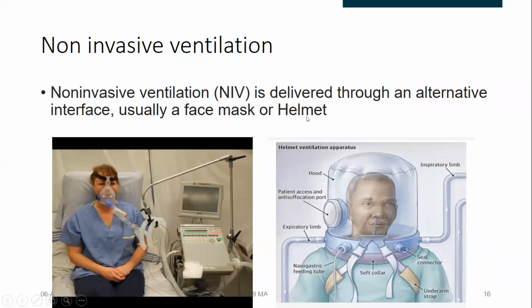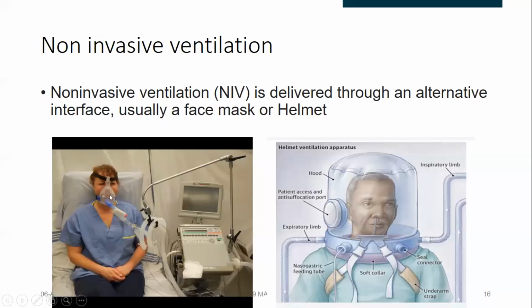Let's now talk about non-invasive ventilation. And here we know we are going to have two interfaces. One is either a mask or a helmet. The other name for non-invasive ventilation is CPAP, but you should note that CPAP per se depends entirely on the patient's own respiratory drive, but there are many other forms of NIV. So CPAP is not equivalent to NIV.